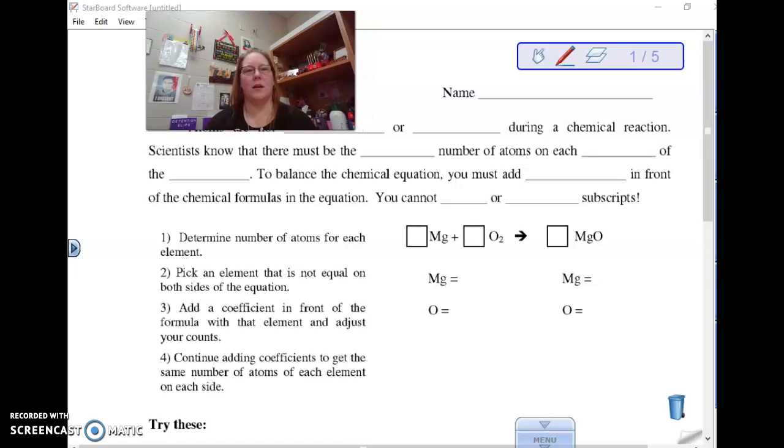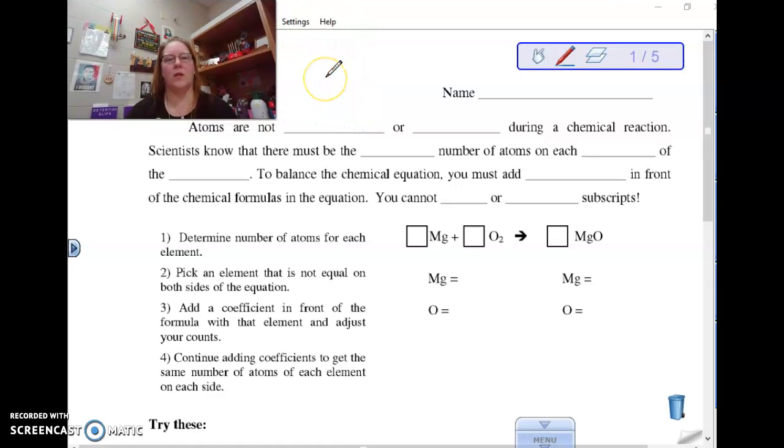Hey, good morning. I thought I would throw together a video on balancing chemical equations and why we do it. It has to do with conservation of mass because, as you know, matter is neither created nor destroyed, it just changes state. We also know that atoms will break apart from bonds and reform into something else.